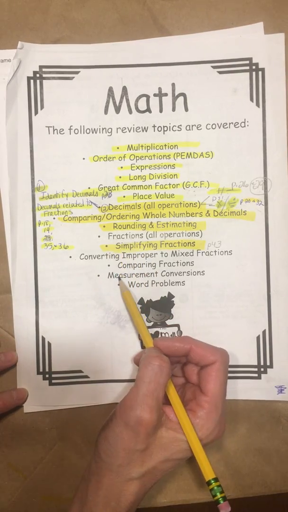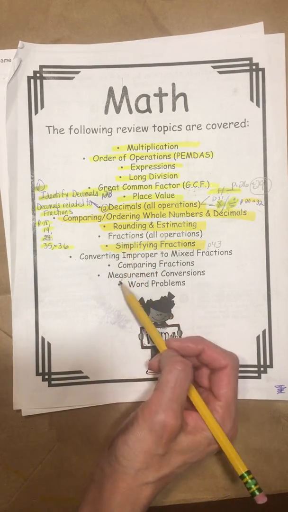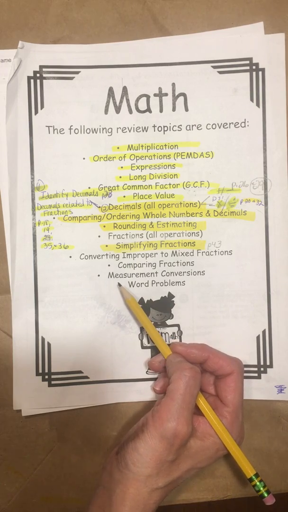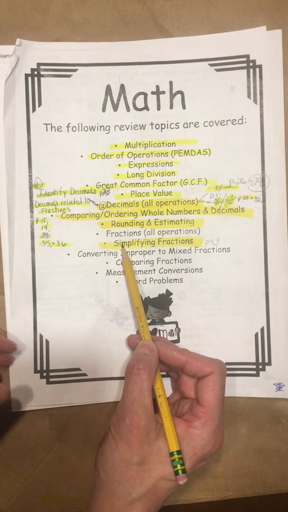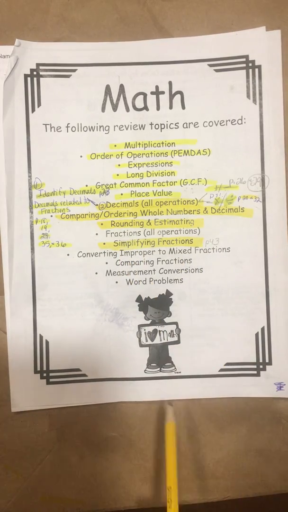We're going to go a little bit out of order, and I'm going to chunk up the fraction work into smaller videos so that they're shorter and a little more to the point. We're going to start with simplifying fractions. That's page 43 in your booklet.